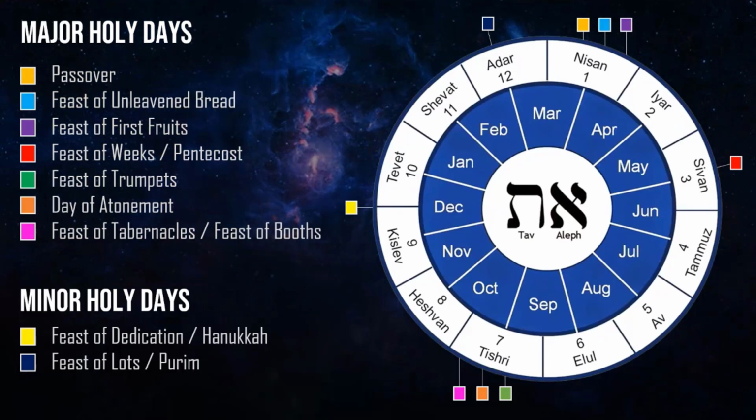And then we have 2 minor holidays: the Feast of Dedication, also known as Hanukkah, which we're right in the middle of, and the Feast of Lots, also known as Purim. As we covered last week, the difference between them is that the major holidays were given by God, and the minor holidays were created by man.